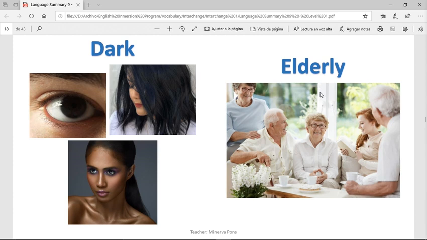Elderly. Elderly is reminiscent of the old people. People that have lived a long time. Maybe they are 60, 70, 80 years old. They are elderly.